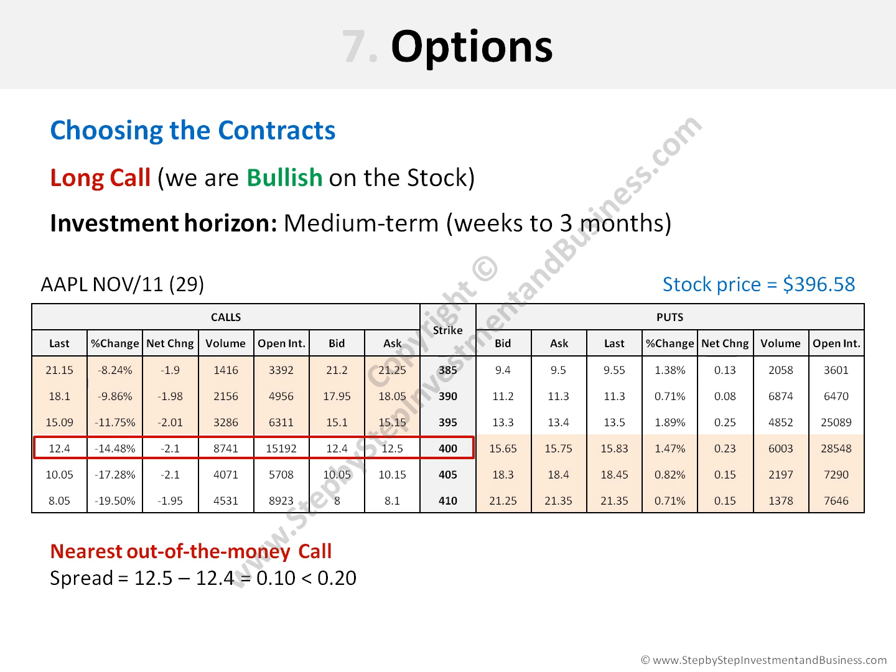So, let's check the liquidity of the option. The ask price for the selected option is 12.5 and the bid price is 12.4. The difference between the two prices is 10 cents, which complies with the recommendation of a spread of less than 20 cents. So in this case, we finally chose the call option with the strike price of $400.